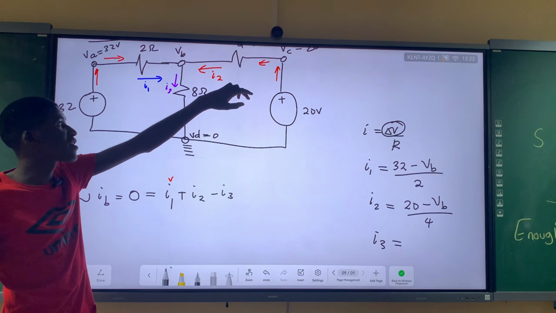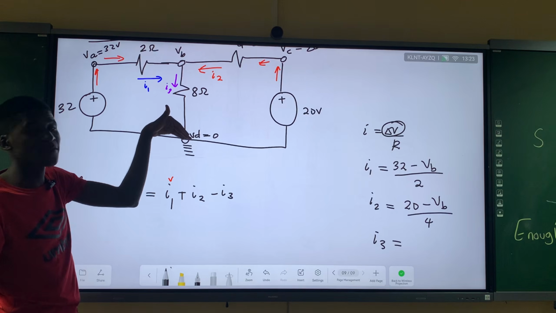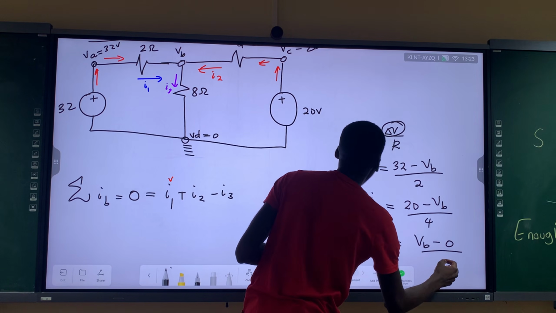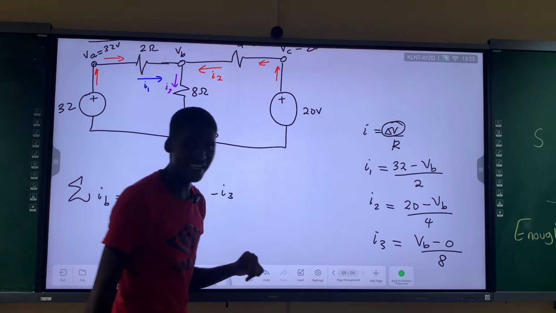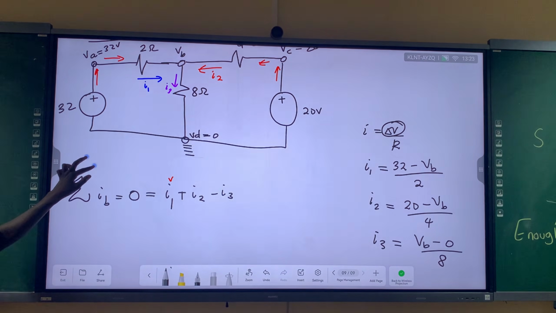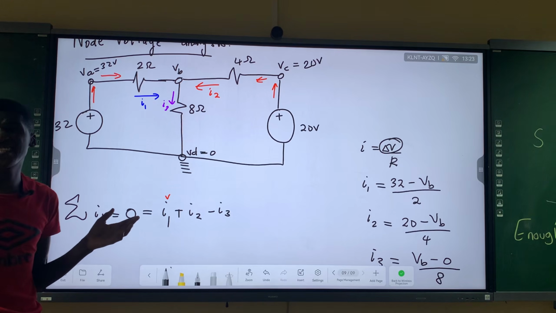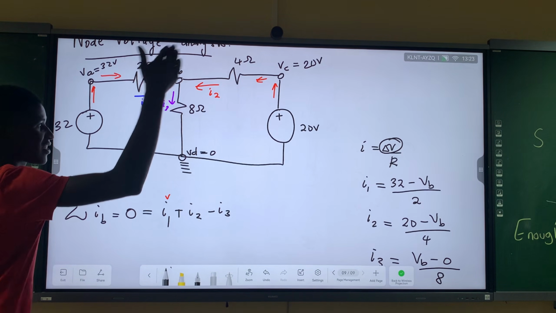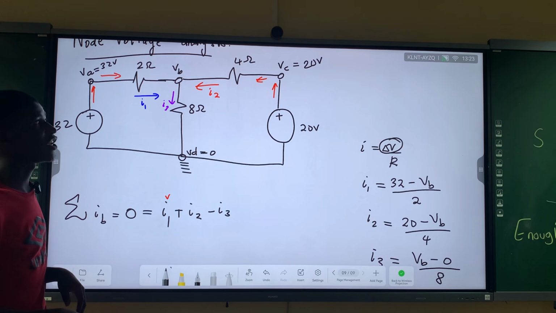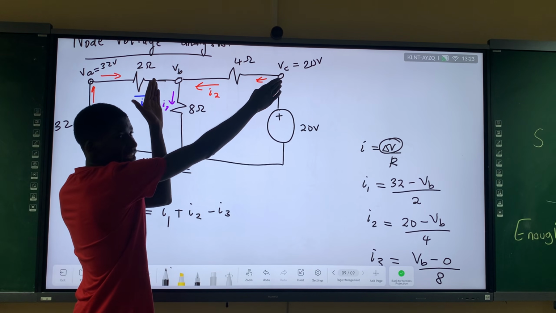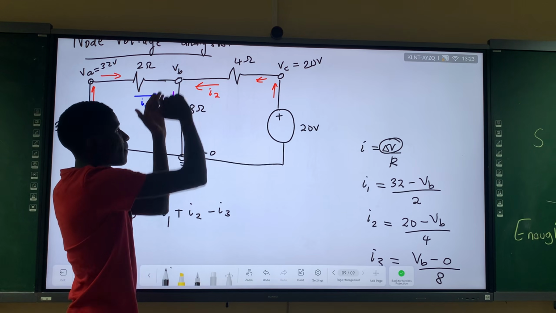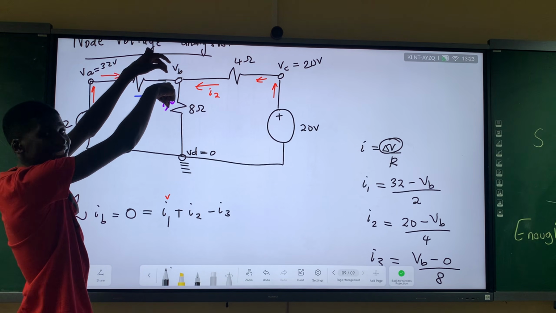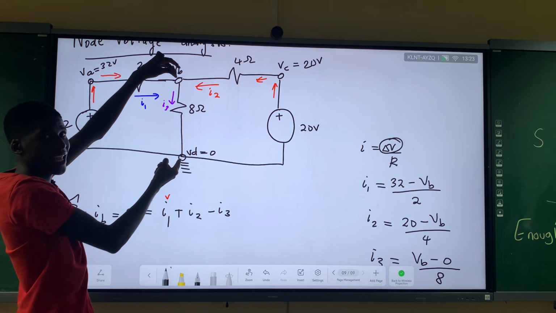So in that way you can say this is what? VB minus 0. So this is going to be VB minus 0 over the resistance, which is 8. Okay, so make sure when you write your potential difference, try your best to just say the potential before minus the potential after the component. Here the potential before, like where the current comes in, minus the potential after.